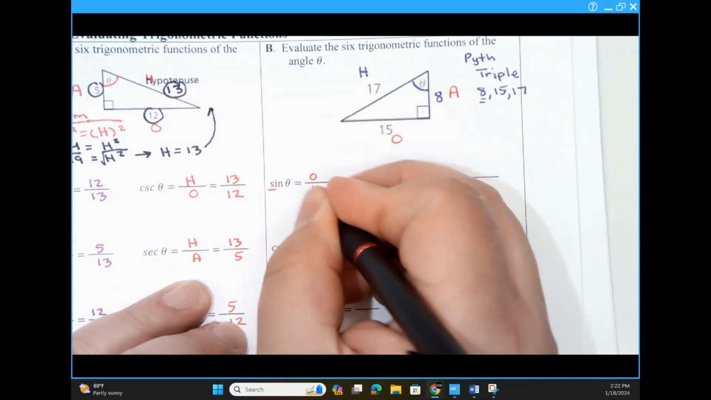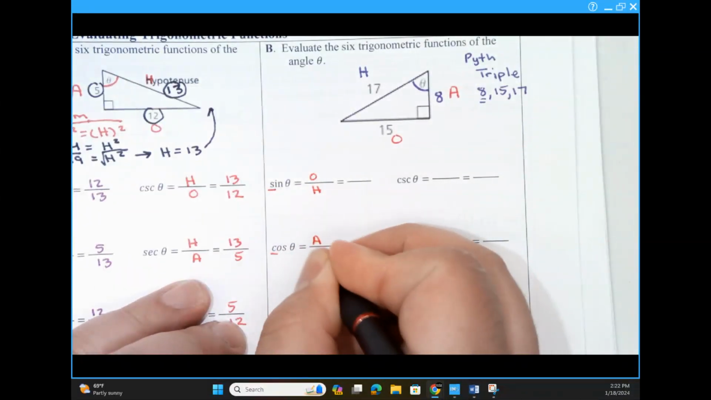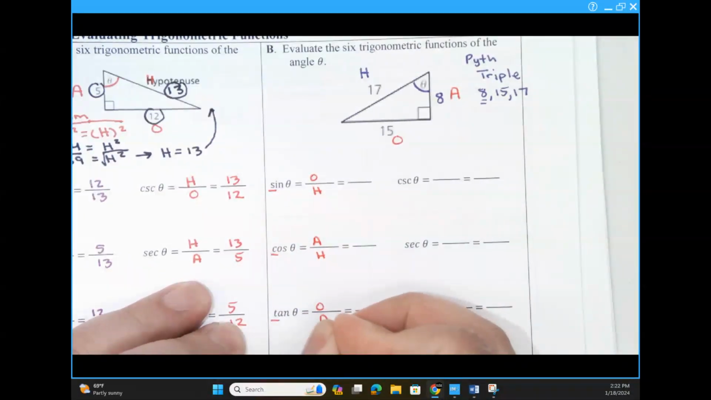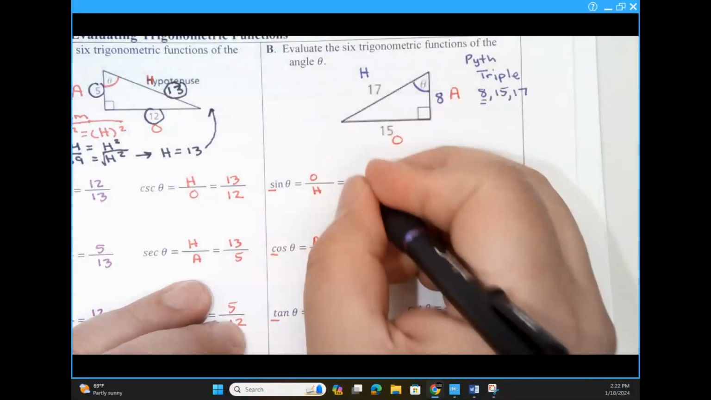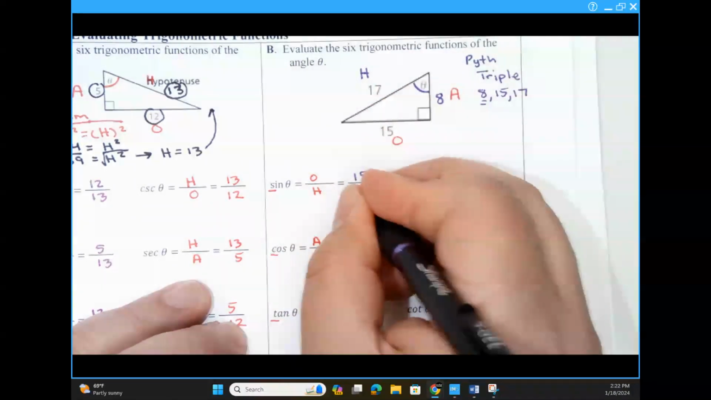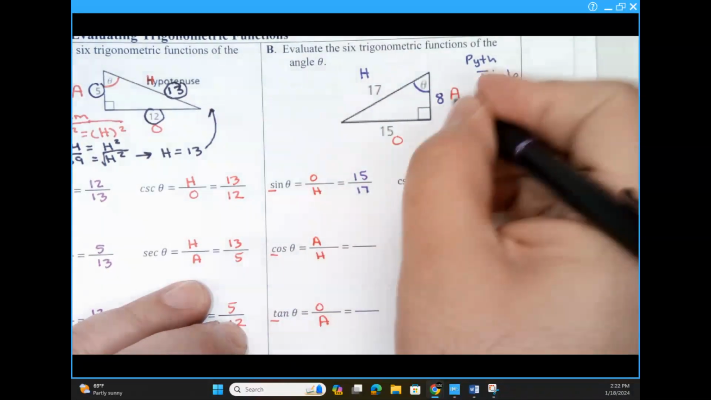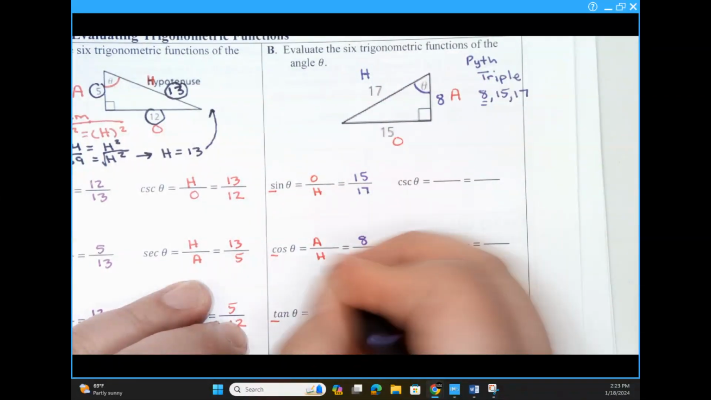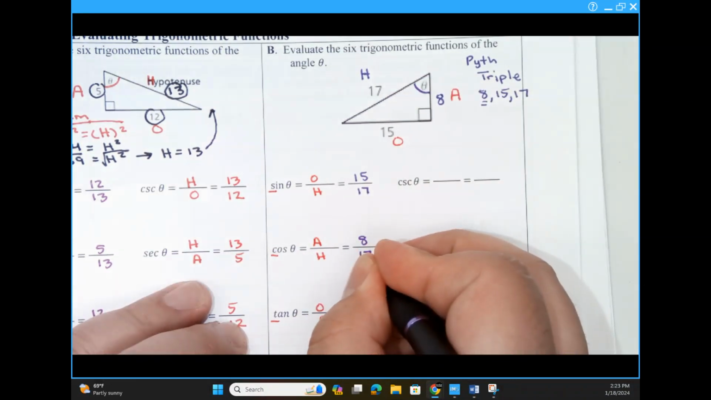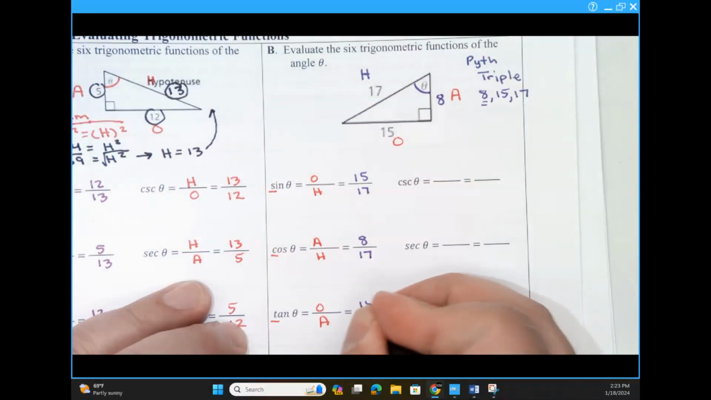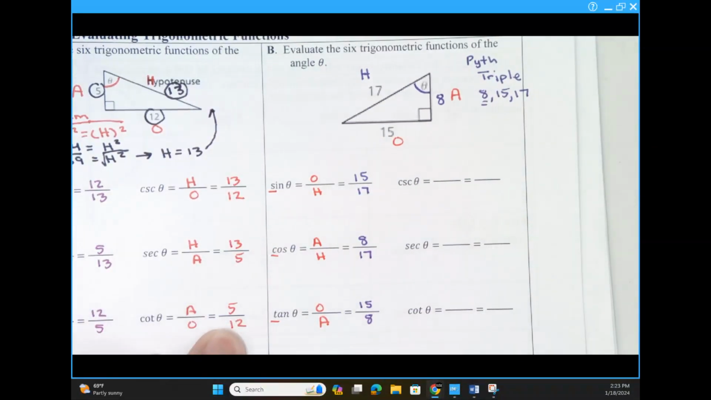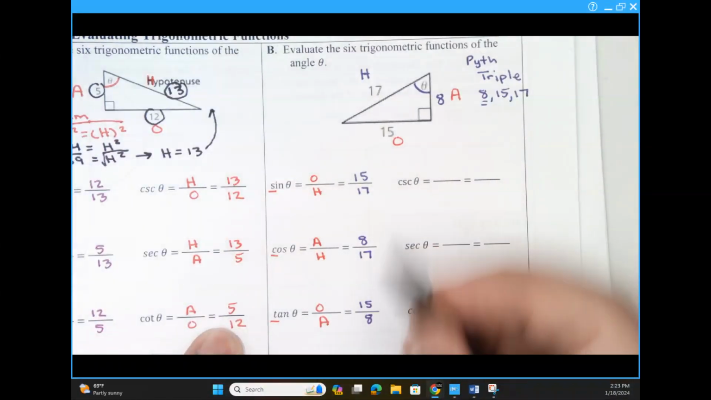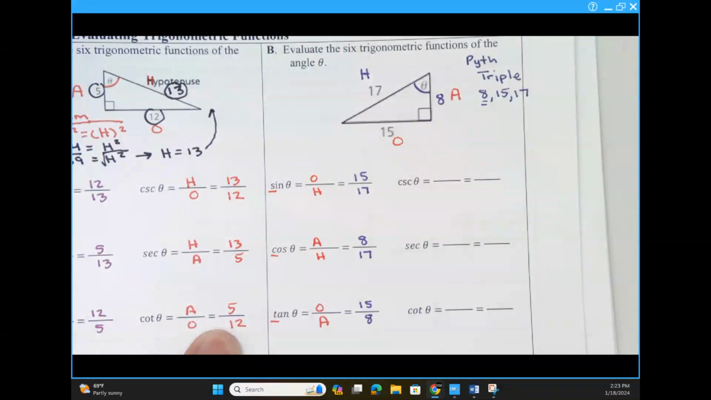So, SOH CAH TOA. Now I'm just going to put the numbers where they belong. O is 15. H is 17. A is 8. H is 17 again. The O is 15. The A is 8. There. SOHCAHTOA, sine, cosine, and tangent have officially been answered. And remember, all we're doing is setting up fractions, nothing else today.